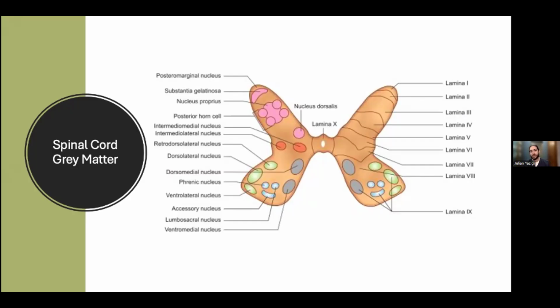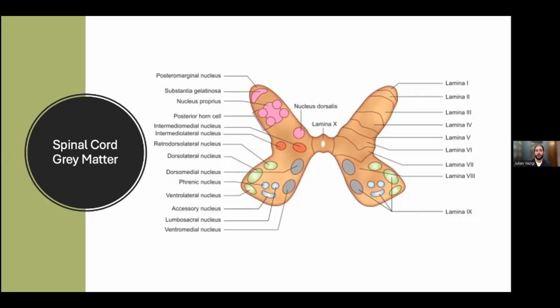Lamina 1, also known as the marginal zone, receives input predominantly from finely myelinated A delta fibers and unmyelinated C fibers, carrying pain and temperature information. Neurons here give rise to projection fibers that ascend in the spinothalamic tract. Immediately below lies lamina 2, the well-known substantia gelatinosa, a translucent, densely packed region involved in pain modulation. It contains numerous interneurons and is a major site of action for descending inhibitory pathways, as well as endogenous opioids, which help regulate nociceptive transmission.